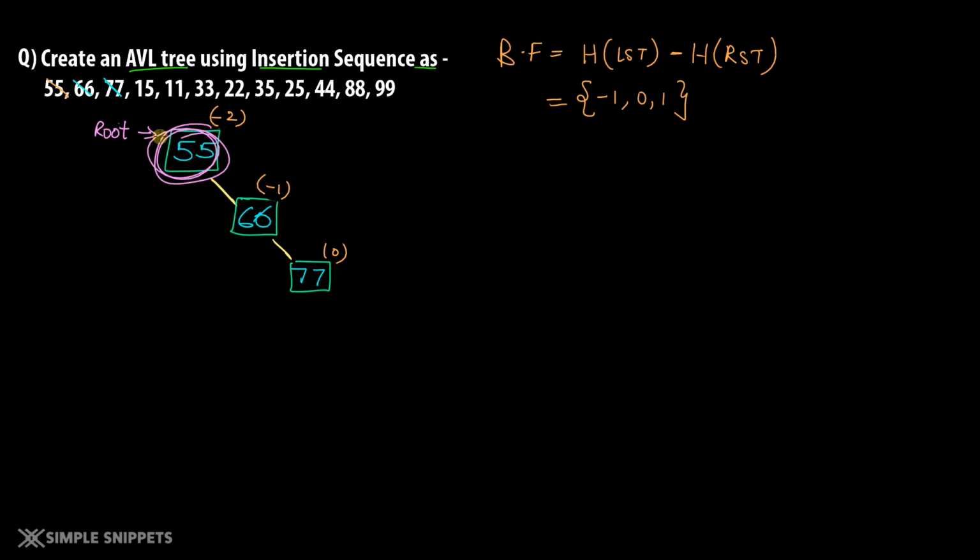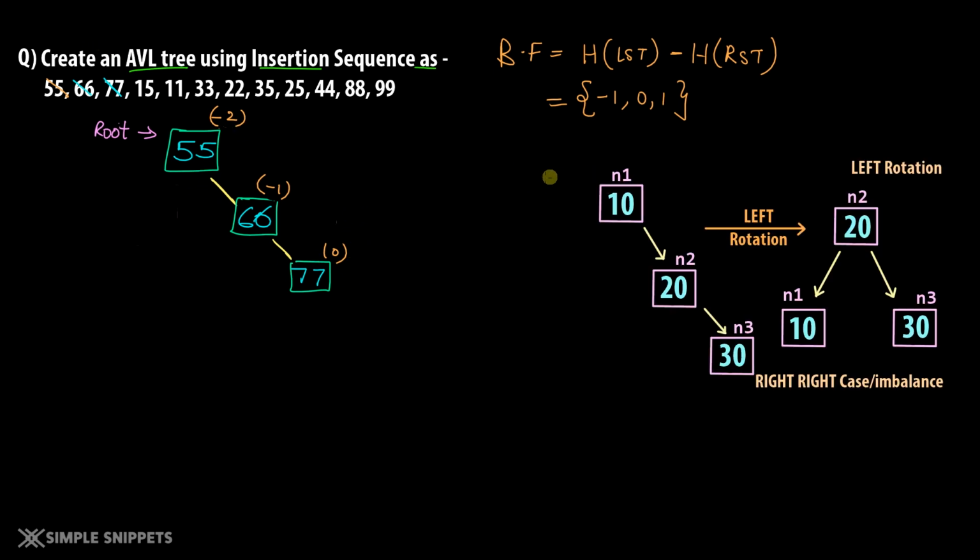So consider this as the critical node. Where exactly did the new insertion happen? 77 was the new insertion, and it happened towards the right. So the imbalance is clearly towards the right. You can see we have to go right and then right. So this is a right-right imbalance. Just by looking at the structure also we can see that this is a right-right imbalance.